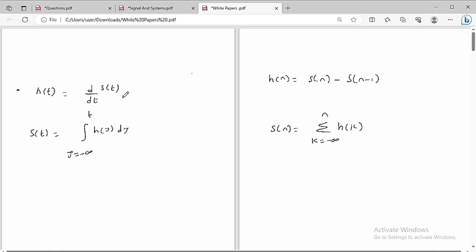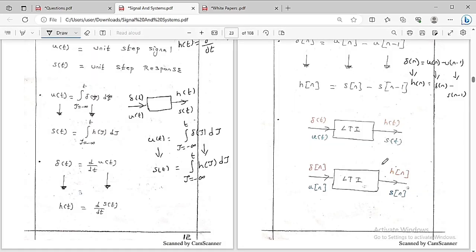So if you know s of t, you can get the h of t by this relation. If you know h of t, you can get the s of t by this relation. If you know s of n, with the help of this relation, you can get the value of h of n. If you know h of n, with the help of this relation, you can get the value of s of n. So therefore, finally, what I am trying to tell you is very simple.